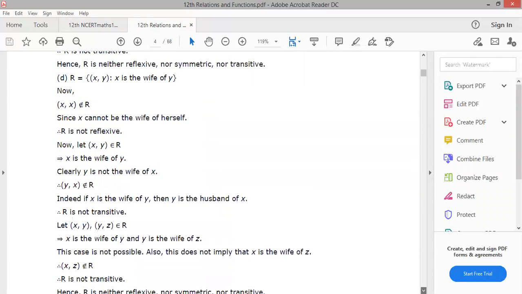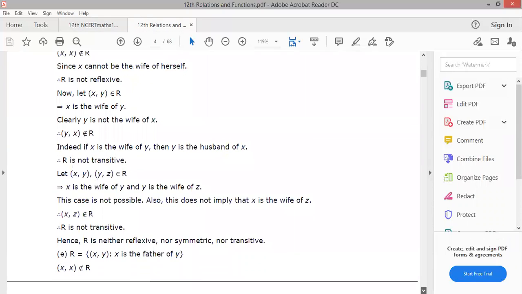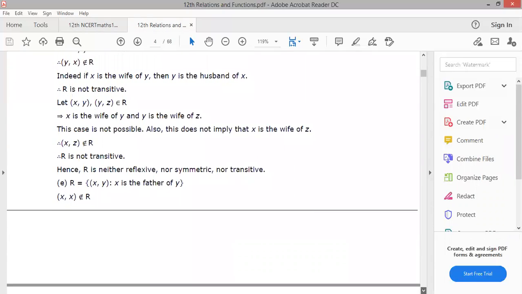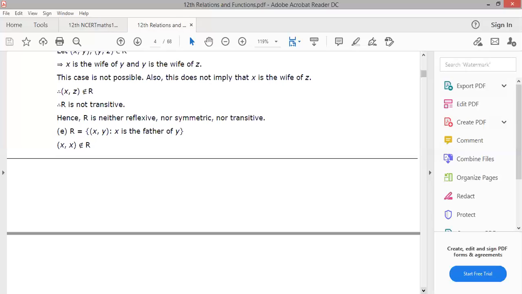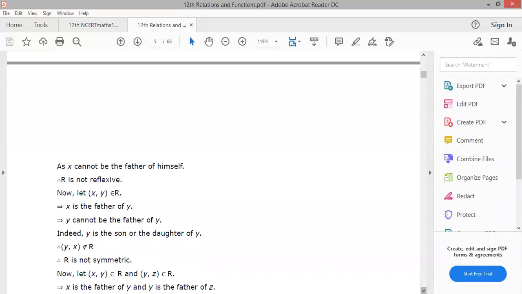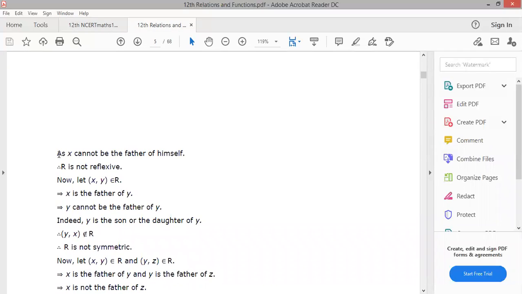You see this, I have solved all these questions. We will go to part number E. (x, y), so x is father of y. (x, x) cannot belong to R because this is an absurd statement, as x cannot be father of himself. So this is not reflexive.